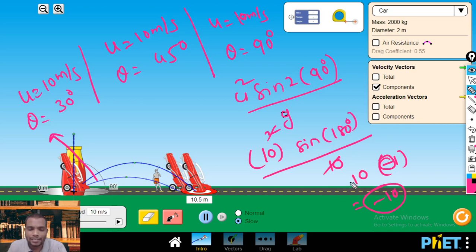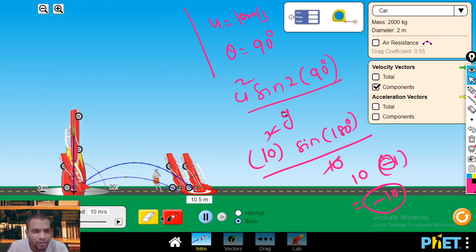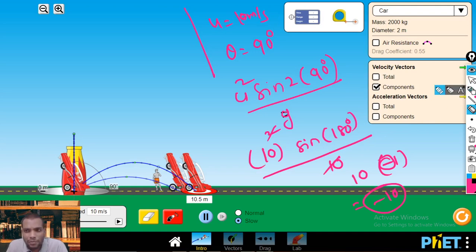So here the minus tells about the change in direction. You can notice how the projectile is changing its direction. It is going up and again falling into the same cannon if theta equal to 90 degrees. So the projectile reaches the maximum range at what angle? That's theta equal to 45 degrees.